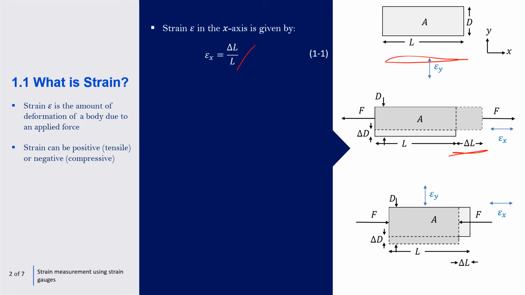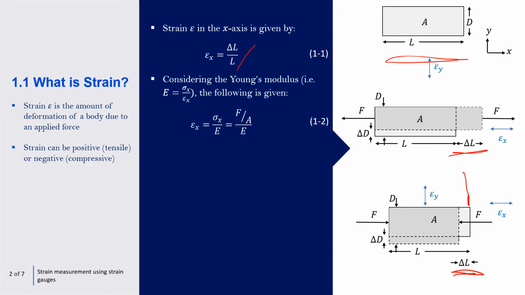We can also undergo a negative compressive force, where you can see here the actual length of the body has decreased. It's also useful to consider the Young's modulus and strain. If we take the Young's modulus equation and rearrange it to make strain the subject, you can see it's stress over Young's modulus.